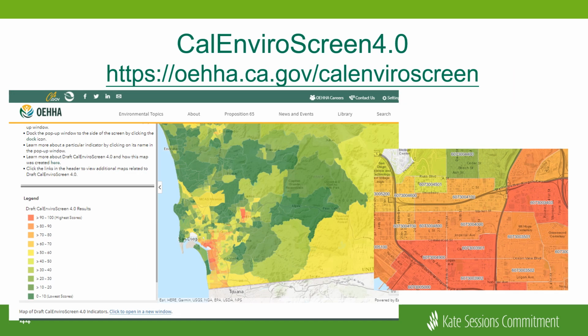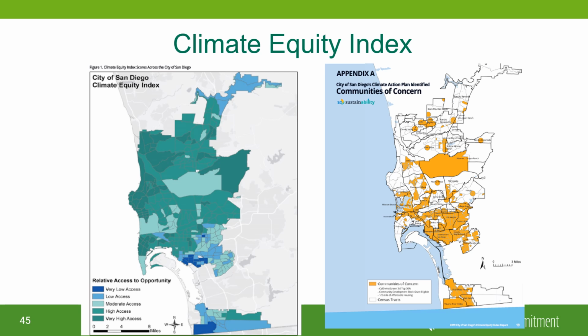CalEnviroscreen 4.0 has data for every census tract in California. It includes more than 40 pollution and population measures, but not tree cover. Disadvantaged communities are colored in shades of orange.